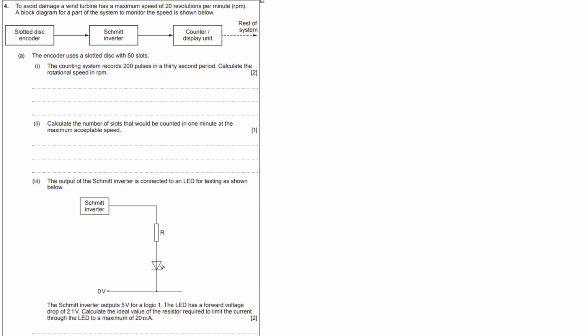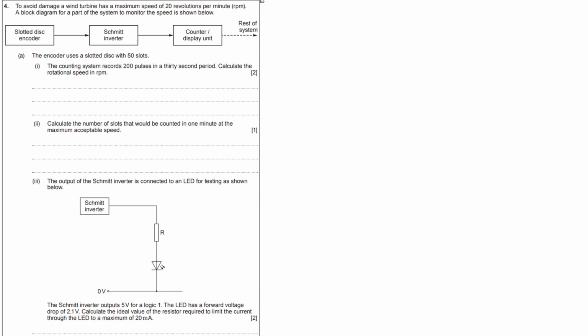So the encoder uses a slotted disk with 50 slots. So that will be 1 whole revolution. You've got 50 slots there. The counting system records 200 pulses in a 30-second period. Calculate the rotational speed in RPM. Now, there's different ways to do this. I'll show you my way, but you can do it differently, whichever way you fancy. Let's get my pen out for that one.